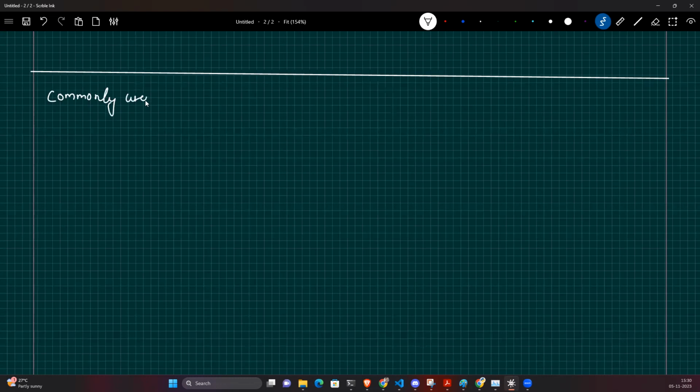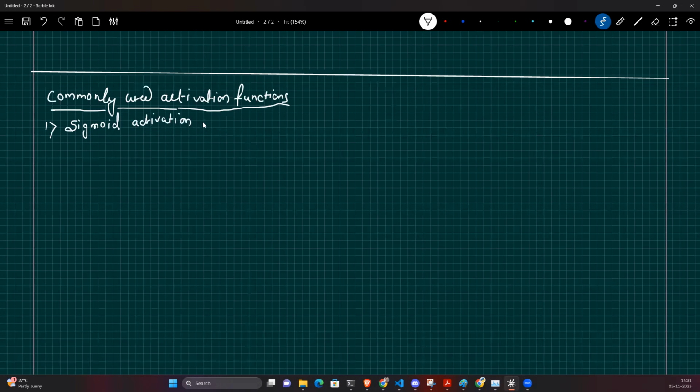Commonly used activation functions. Number one, very popular, called the sigmoid activation function. And don't worry, these notes are already given. Everything is written there. Sigmoid activation function.